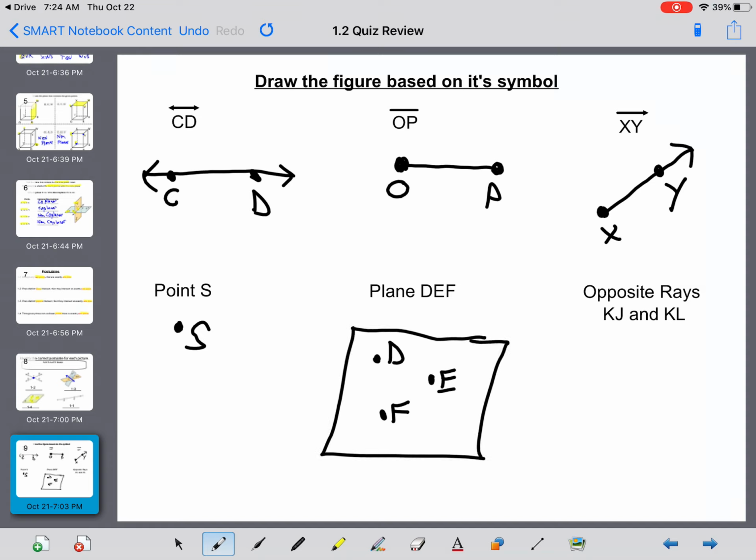There's your plane DEF. Opposite rays, KJ and KL. Okay, so we know it's going to be 3 points. The one that's in both is in the middle. Put the others on the outside and make it a line.